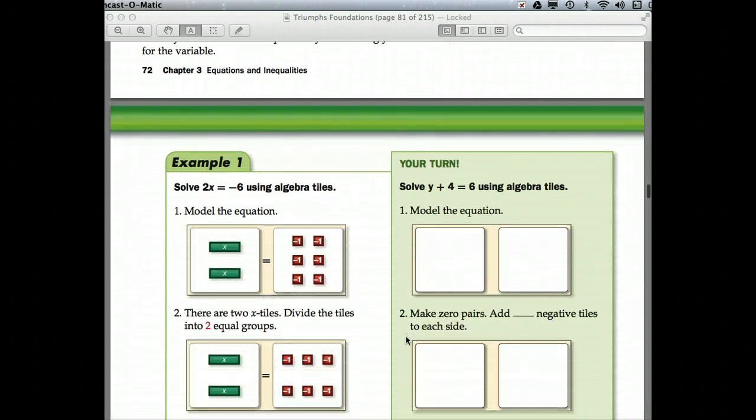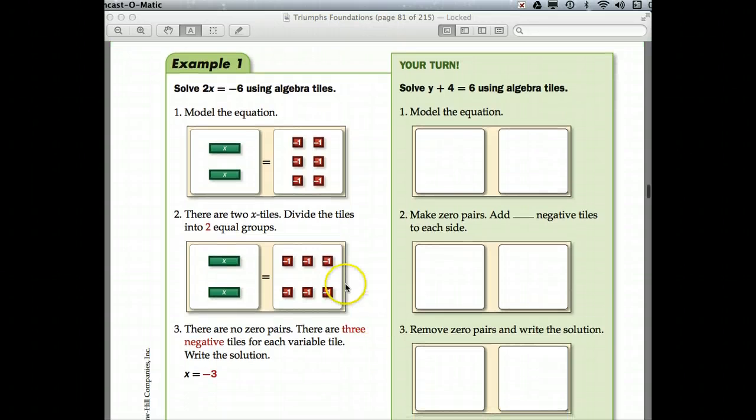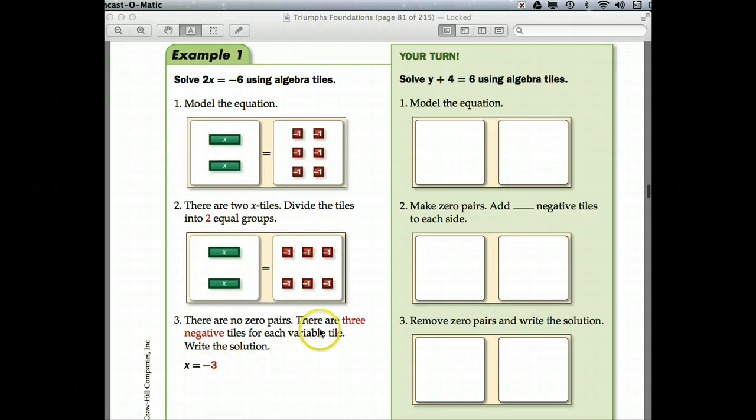So let's look at other examples. Example 1. Solve 2x is equal to negative 6 using algebra tiles. So we have 2x's on one side and negative 6 red tiles on the other side. So we're going to group them together. We've got 2 x's, so we're going to divide it into 2 equal groups. So each x has negative 3 with it, so x is equal to negative 3. So why don't you take just a minute and model the situation here.